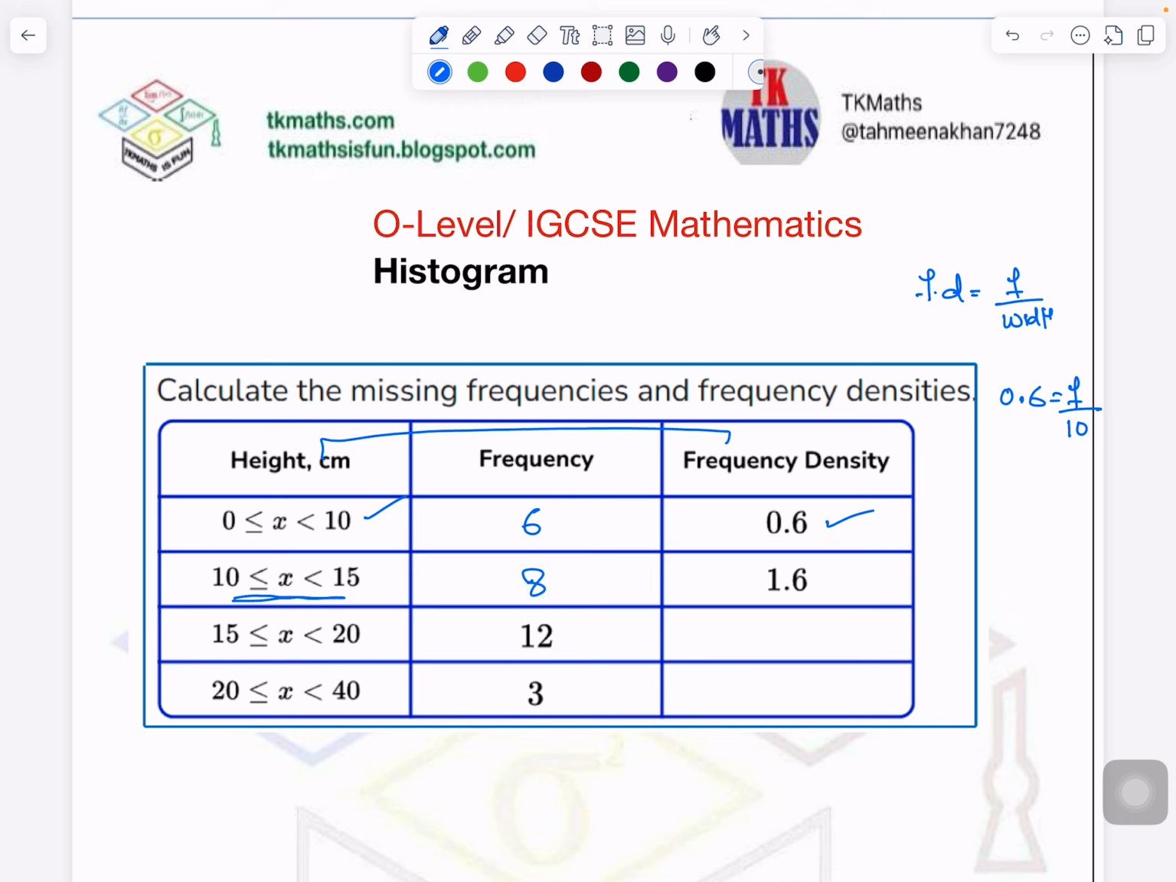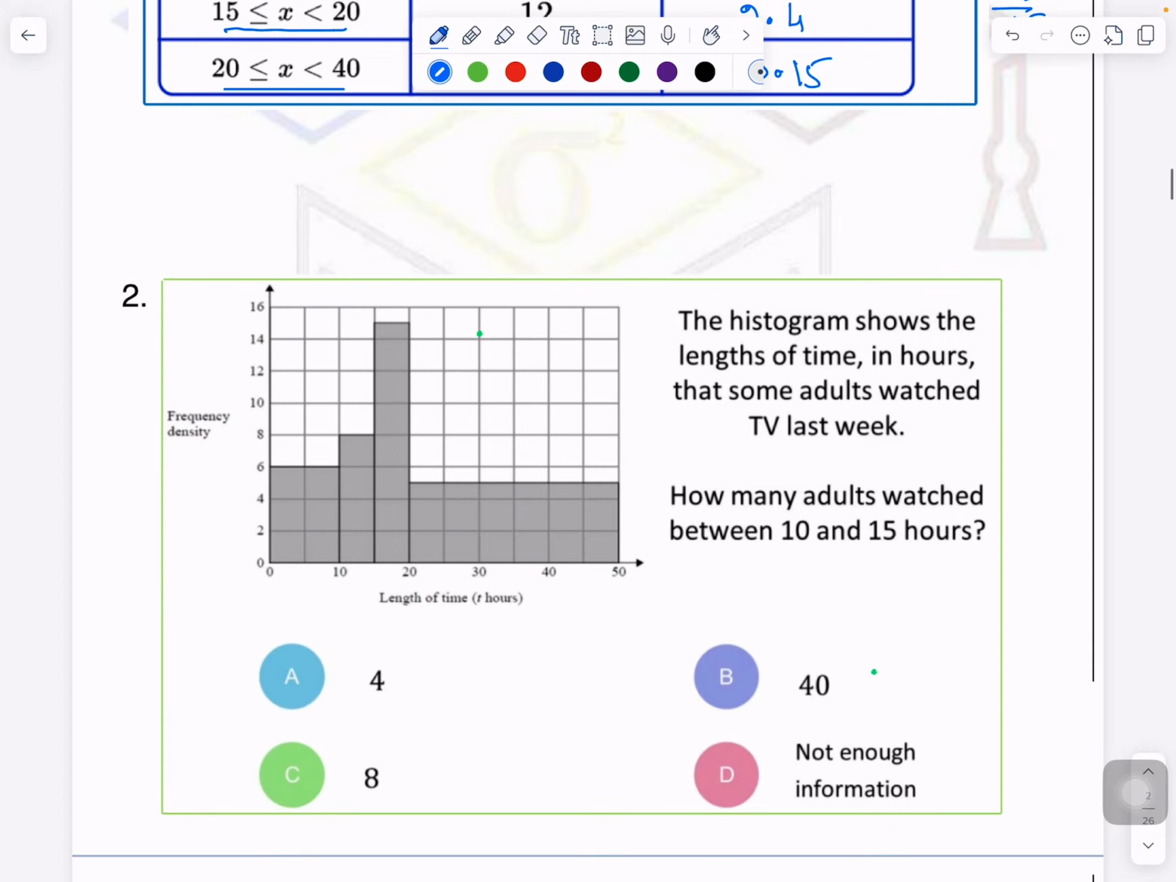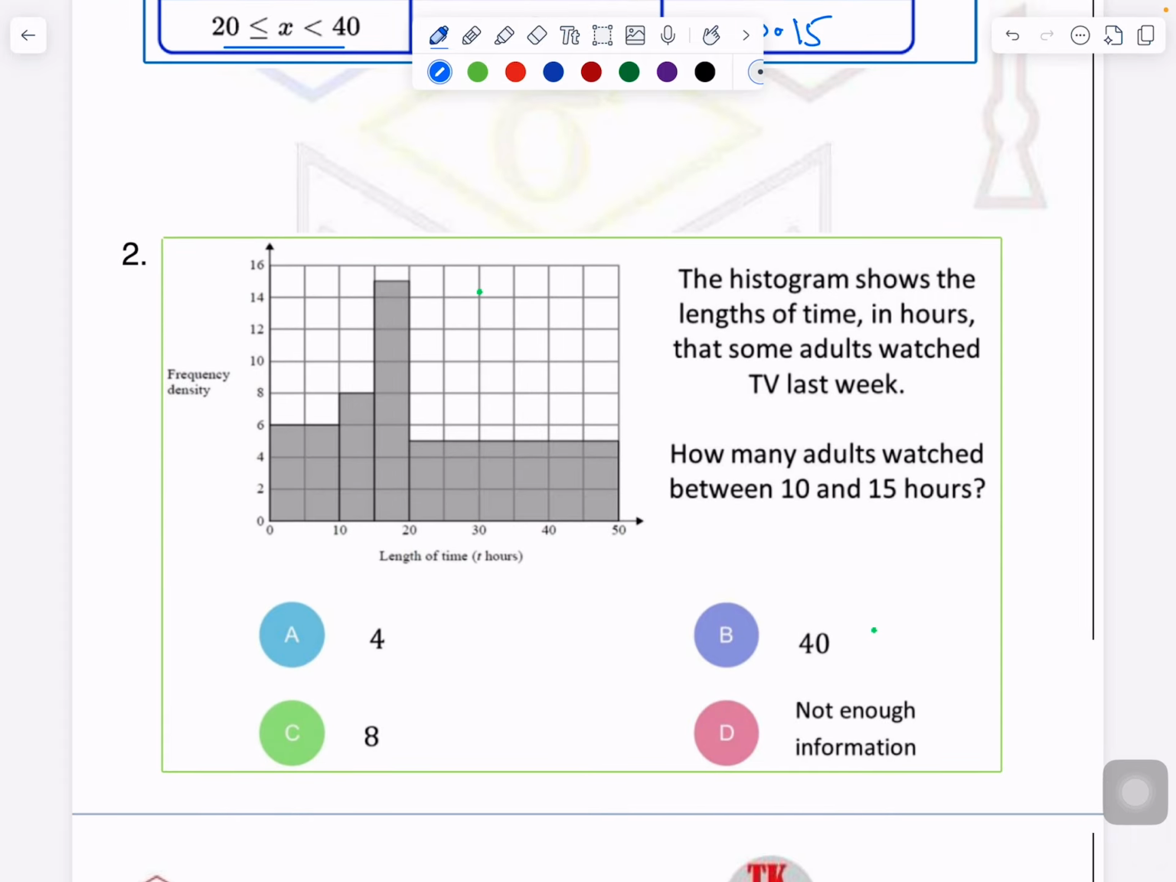So 1.6 into 5 is 8. Very good. Now in the third case, to find out frequency density, you will do frequency divided by class width. So 12 divided by 5, because from 15 to 20 it is 5 units. So 12 divided by 5 is 2.4. Similarly, 3 divided by 20, because from 20 to 40 there are 20 units, it is 0.15. So this is how you find out frequency density. This was just an example to show you. Now can you tell this answer quickly within 1 minute? Not more than that.